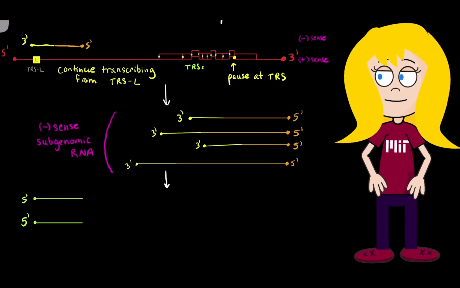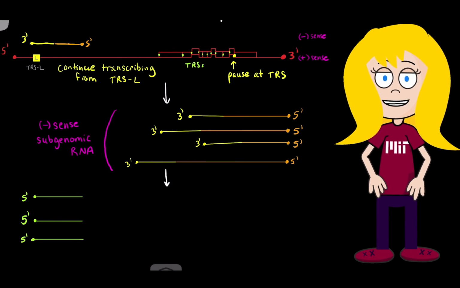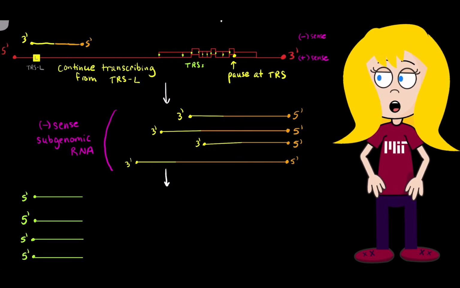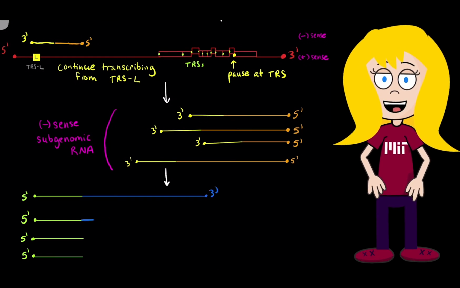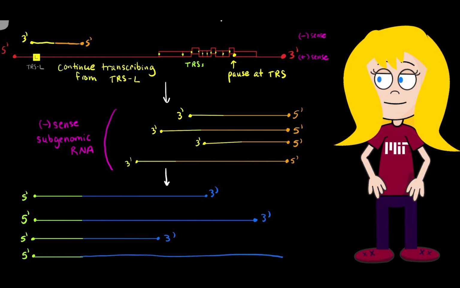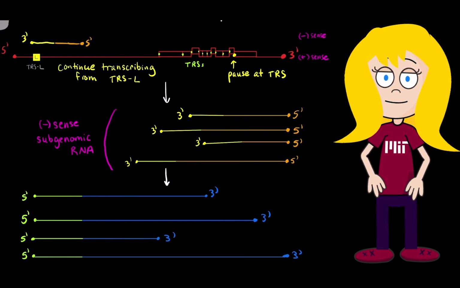By jumping to this TRSL sequence, the complex has made a negative sense subgenomic RNA strand. This RNA strand will be used as a template for a positive sense mRNA strand that will be read by ribosomes and translated into the correct protein.